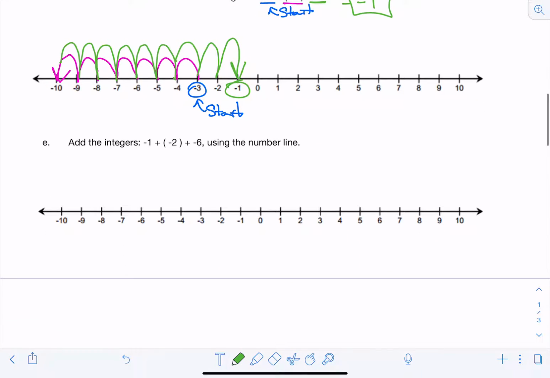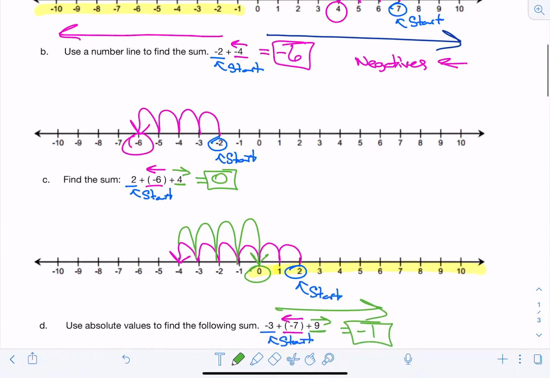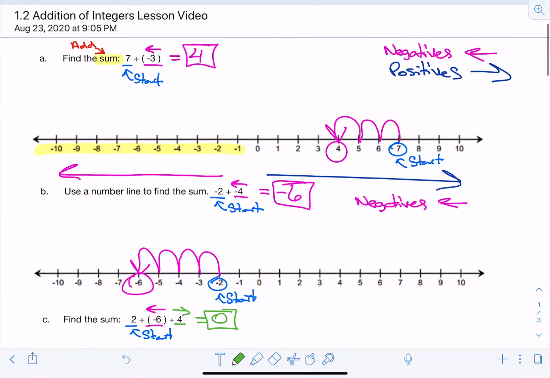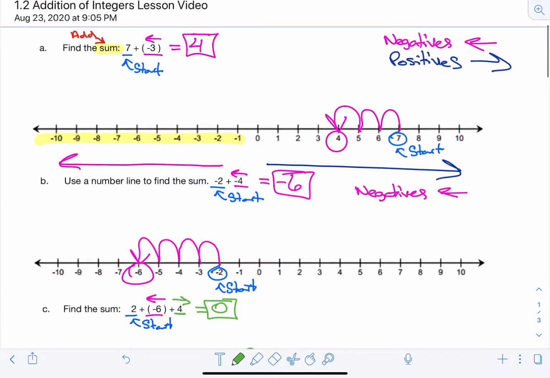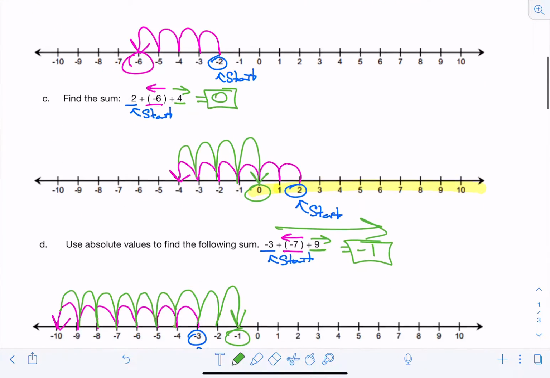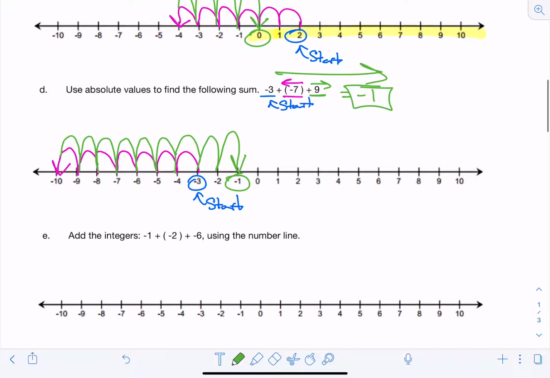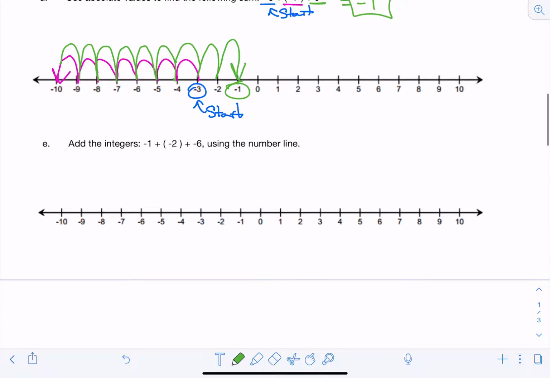And then last but not least, it says for E, add the integers -1 plus -2 plus -6 using the number line. So once again, same deal, we're just adding them together. I hope you noticed the different ways that the question's asked, because there's different ways of asking the same thing, right? Find the sum, use the number line to find the sum, use absolute values to find the sum, add the integers using the number line. All means the same thing, we're adding the integers together.